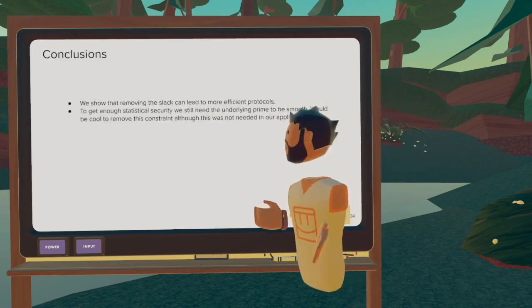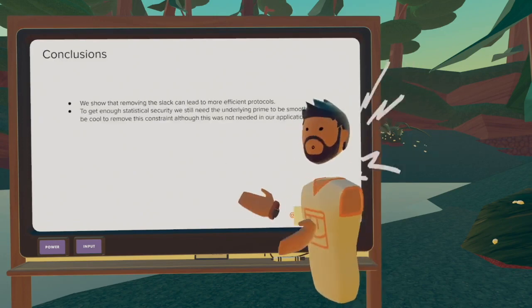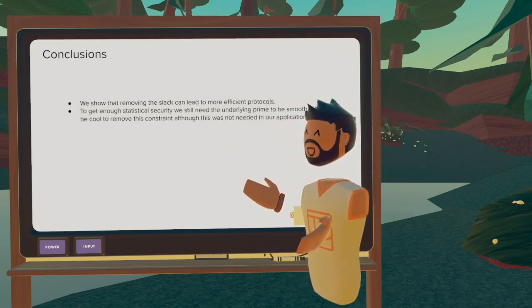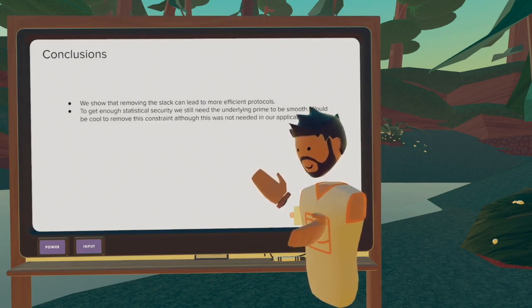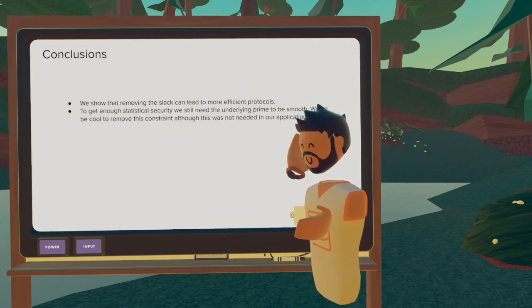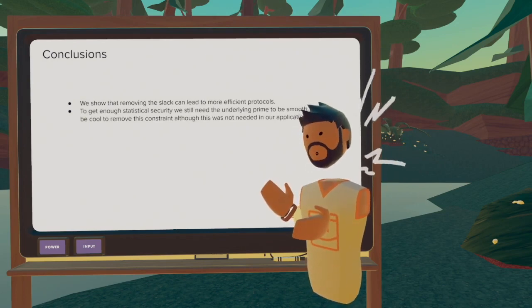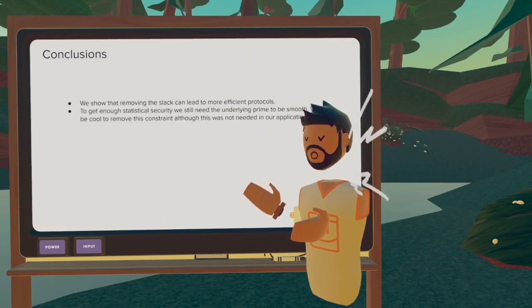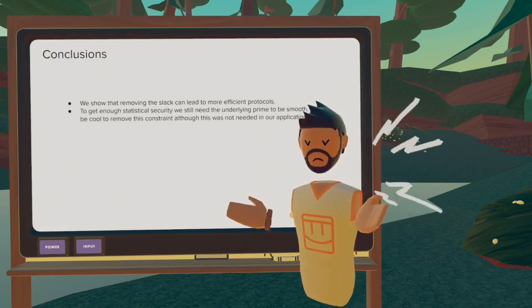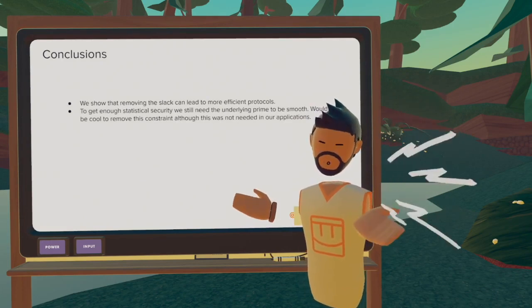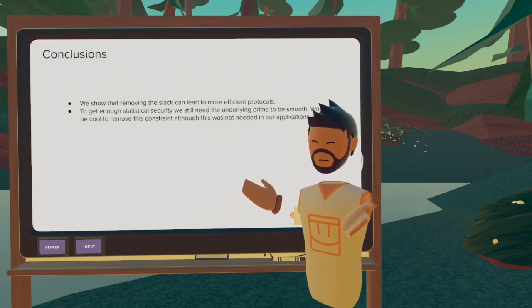So, conclusions: Rabbit is fast, and we show that if we remove the slack, we're going to have smaller protocols. There's also a small caveat to that. We made our protocols work with smooth primes, and it would be very interesting to see whether you can remove the slack even if the prime is not smooth. We needed the smooth prime in order to compare apples to apples. In the case of MPSPs, it has some statistical security, around 40.